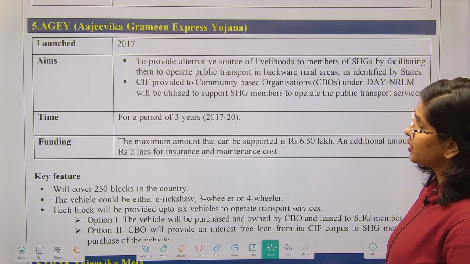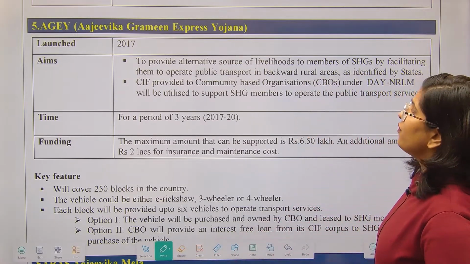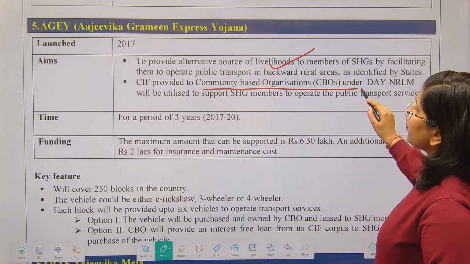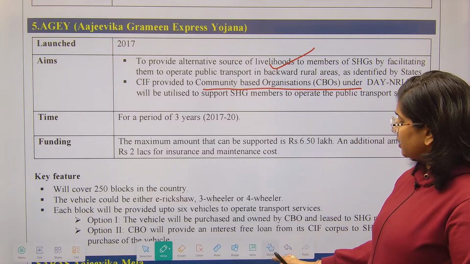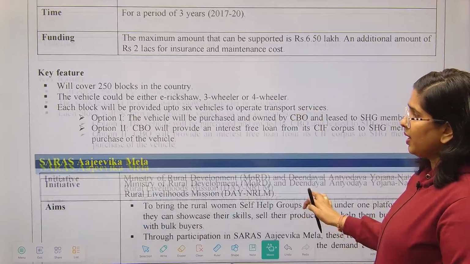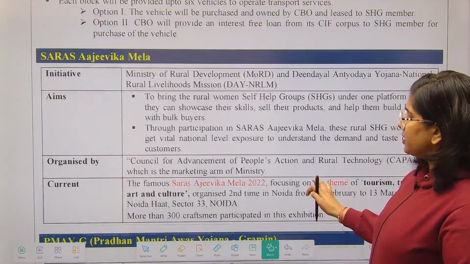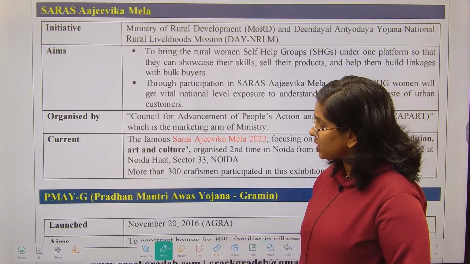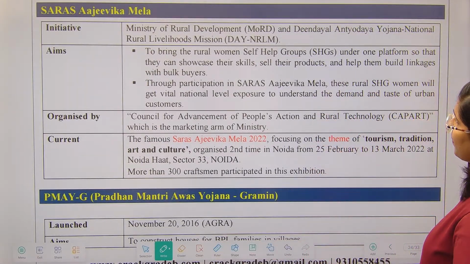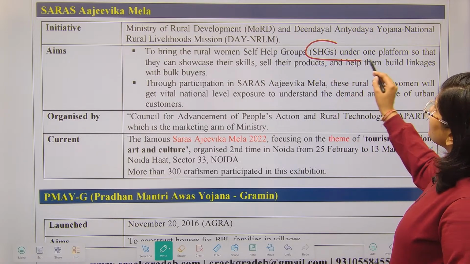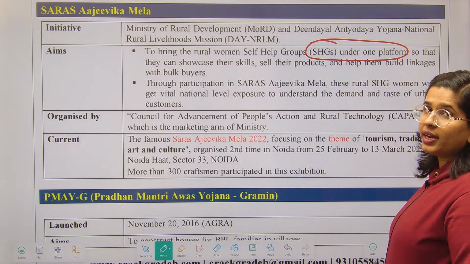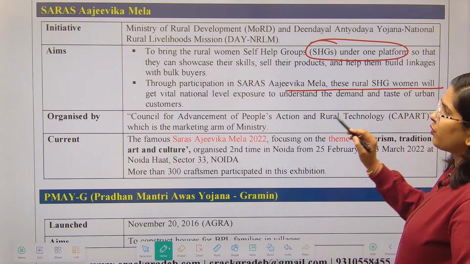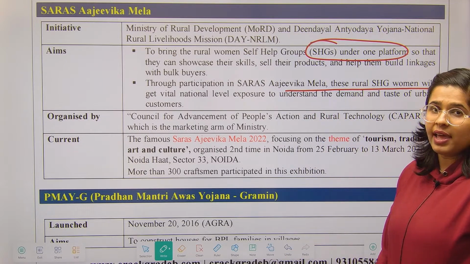What was the aim over here? The aim was to provide an alternate source of livelihood and investment fund for the community based organizations under the National Rural Livelihood Mission. This remains in the news a lot. Saras Ajivika Mela. This is also something which is organized by the Ministry of Rural Development, so that self-help groups, women self-help groups, can be brought in under one platform. Through participation under this, these rural self-help group women would get vital national level exposure.